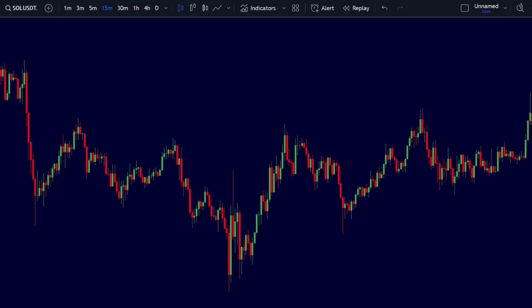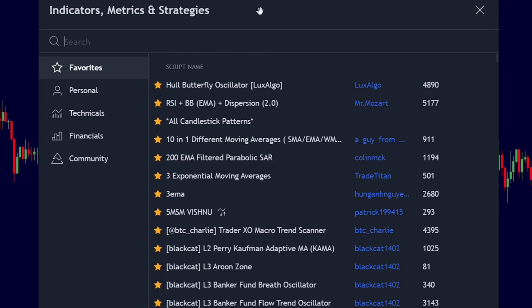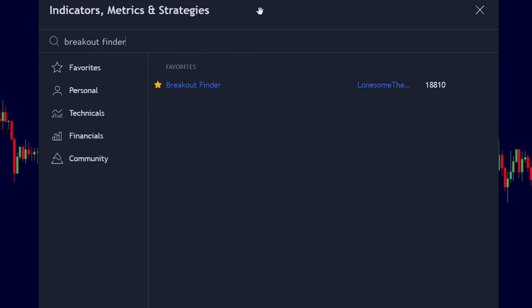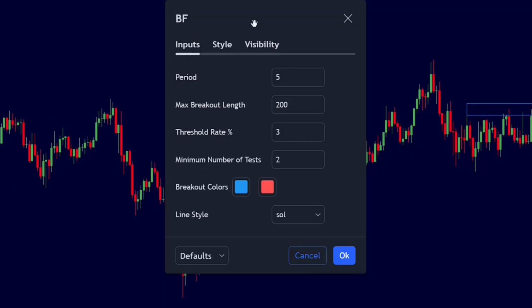Now, you'll want to get your hands on some awesome indicators we're going to discuss. Head over to the Indicators tab where you'll find a search bar waiting for you. Just type in Breakout Finder and you're all set. Now that you've got the Breakout Finder on your chart, it's time to fine-tune those settings.